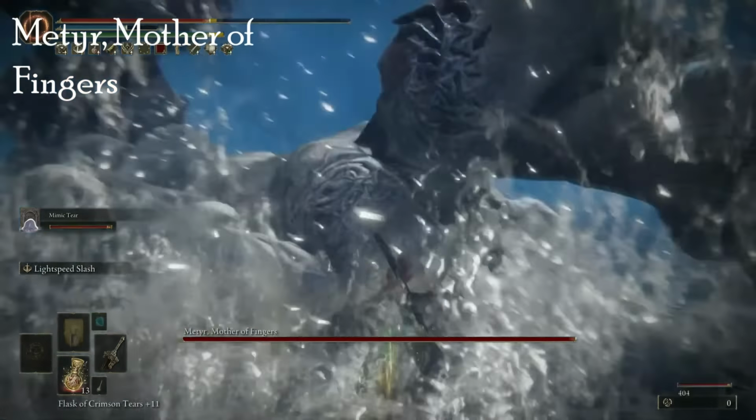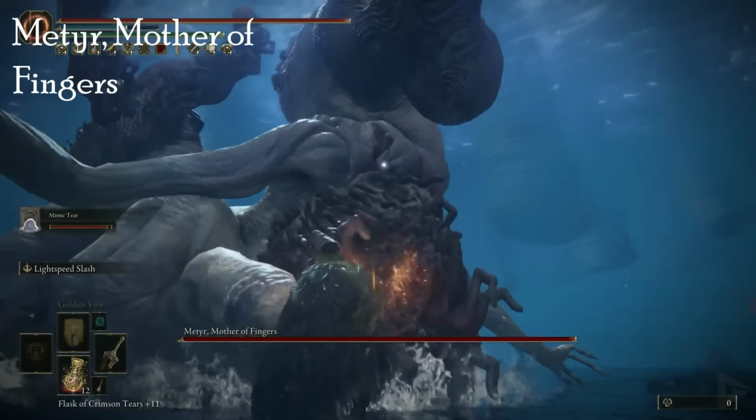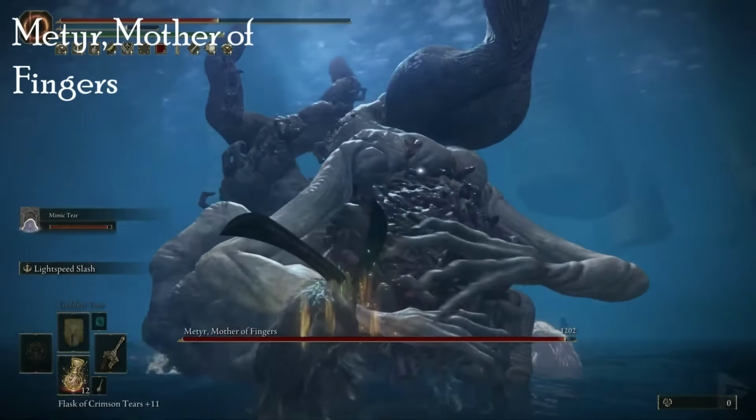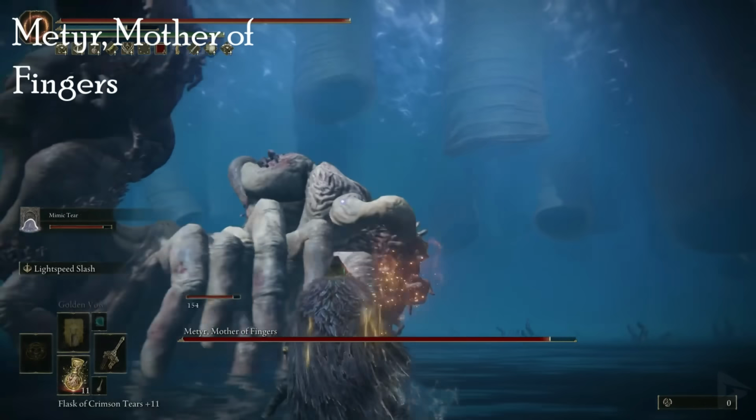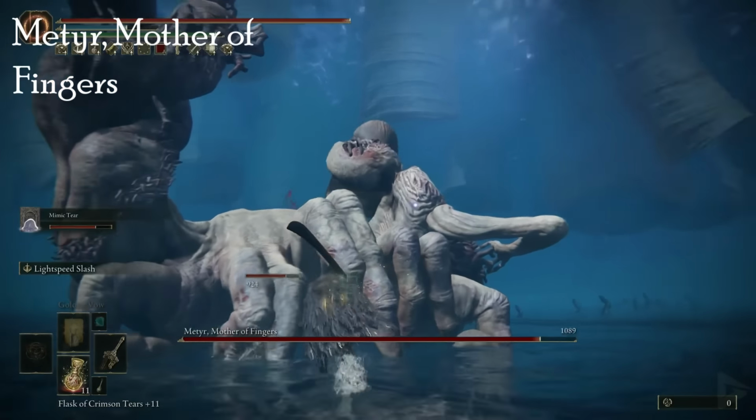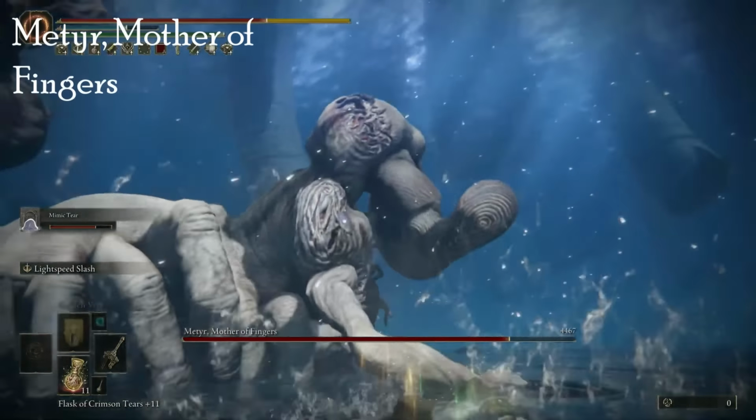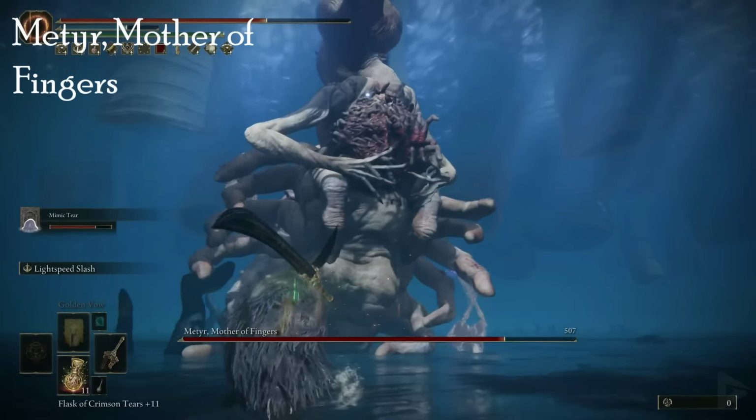Metyr is, as far as can be ascertained, the oldest form of the word from which most other words for mother are derived, including the ancient Greek and Latin. That is important for two reasons. The first and most obvious is that it cements her identity as the mother of fingers.